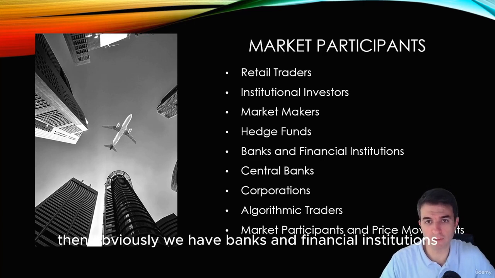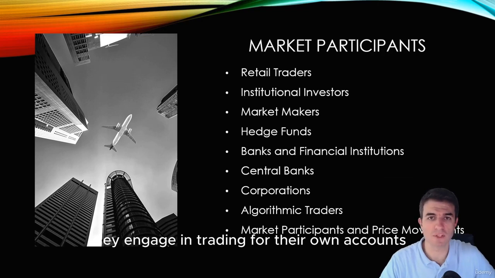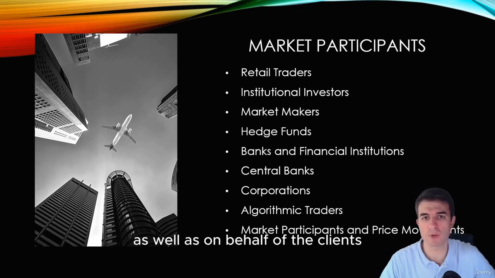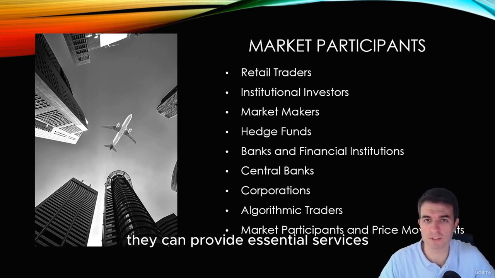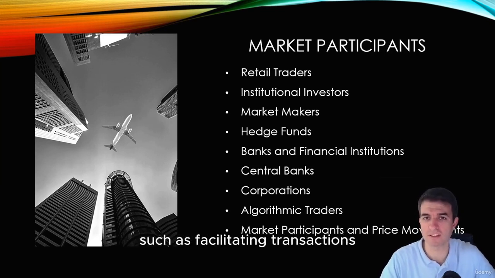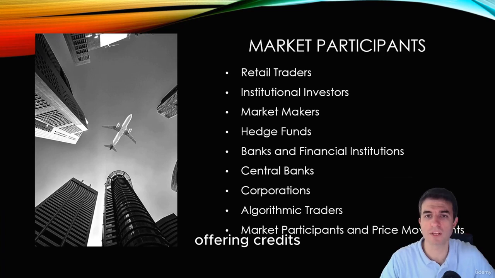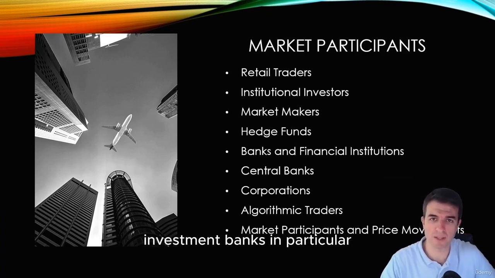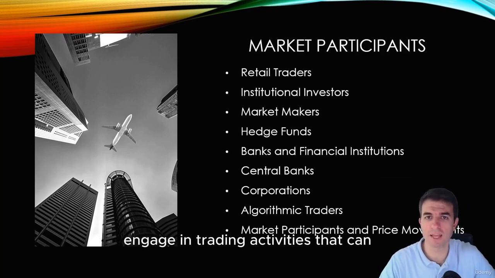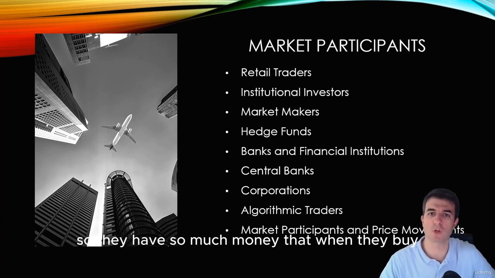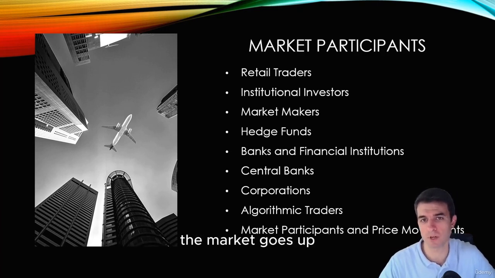Then obviously we have banks and financial institutions. They engage in trading for their own accounts as well as on behalf of the clients. They can provide essential services such as facilitating transactions, offering credit, investment, and managing risk. Investment banks, in particular, engage in trading activities that can impact market movements. So they have so much money that when they buy, the market goes up. When they sell, the market goes down.